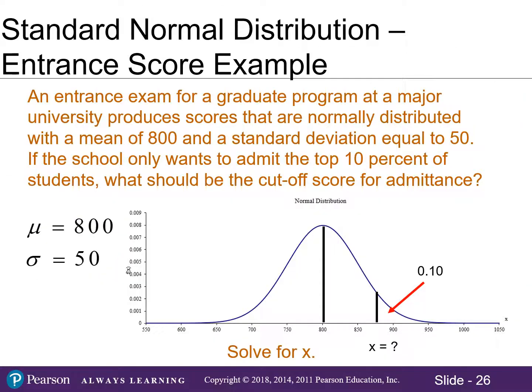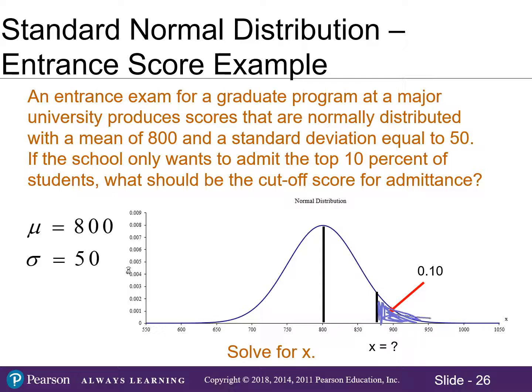All right, let's look at an upper tail now. An entrance exam for graduate students in a major university produces scores that are normally distributed with a mean of 80 and a standard deviation of 50. This is the old GMAT, in case you were wondering. So we want to only enter students who score in the top 10%. What should your cutoff be for admittance? So I want this to be 10%.